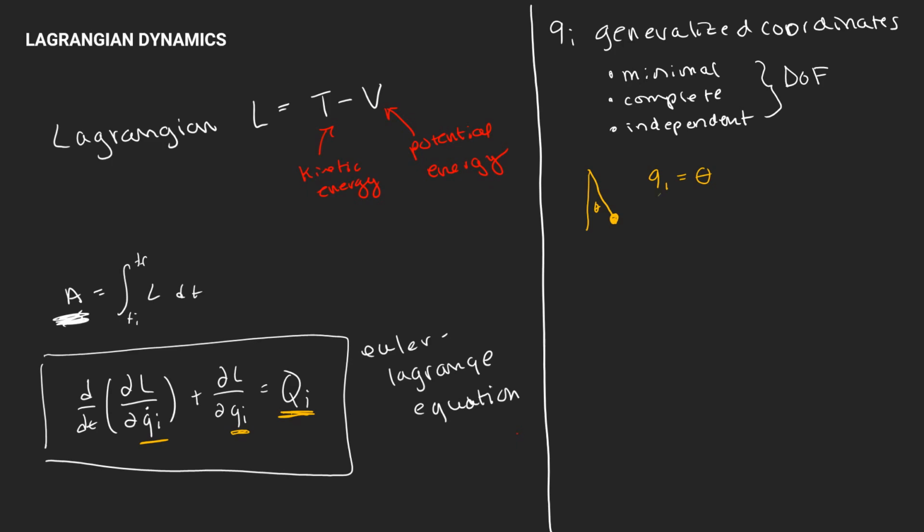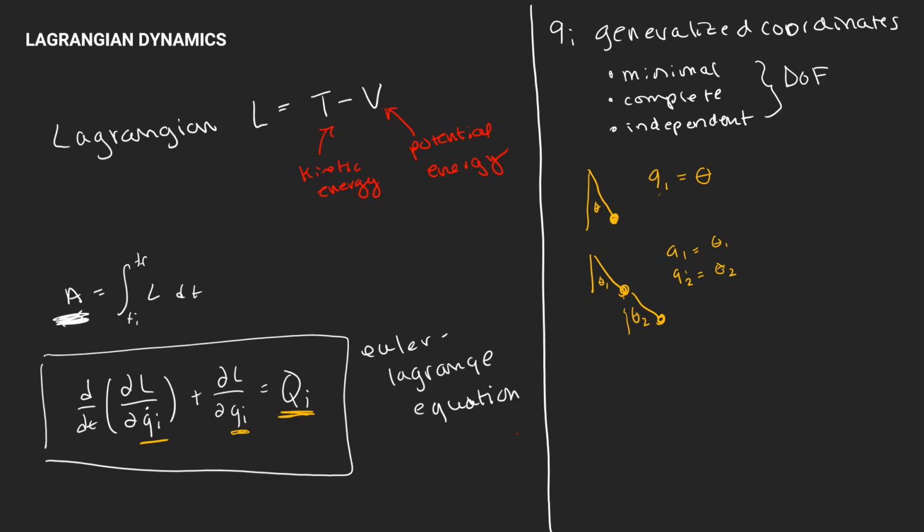Another example would be, let's say we have a double pendulum, and we have theta 1 and theta 2. In this case we have a 2-degree of freedom system, so we need 2 generalized coordinates. We have, say, q1 and q2, and these can equal theta 1 and theta 2. Because again, if I know theta 1 and theta 2, I can always tell you where each of these particles are, and they're independent of one another.